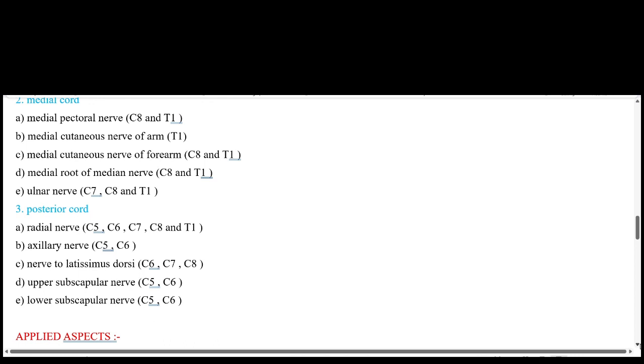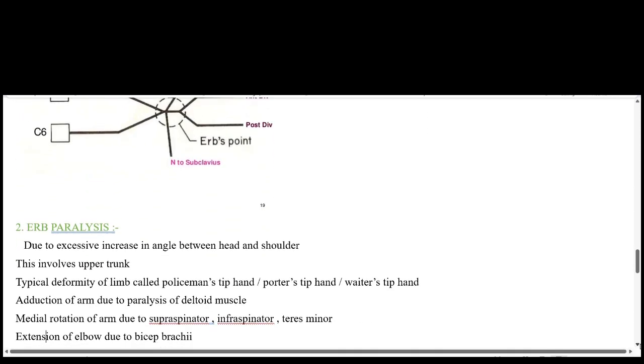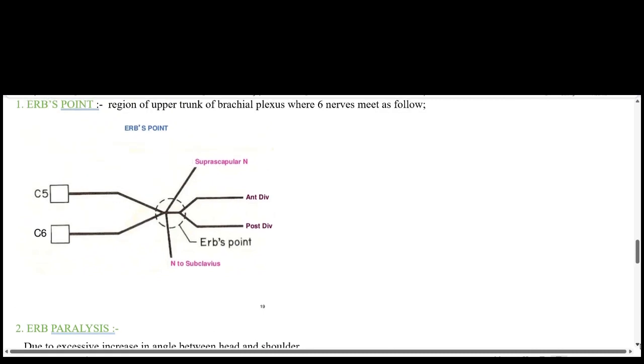Posterior cord, you learn from here. See, upper subscapular nerve, lower subscapular nerve, then nerve to latissimus dorsi, axillary nerve and the radial nerve. And the ulnar nerve, where had it come? In the medial cord. Okay, let's see its applied aspect.